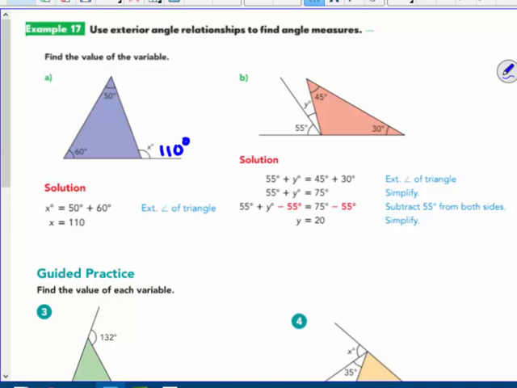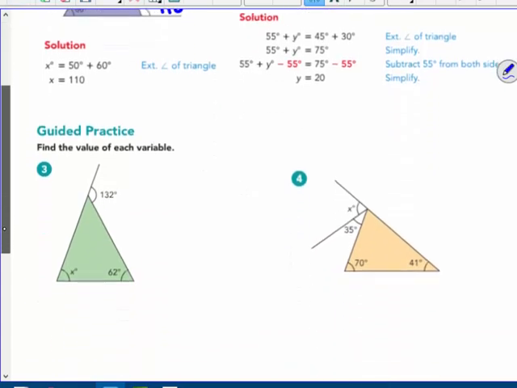In letter B, I have part of an exterior angle plus a y has to equal the sum of those remote interior angles, 45 and 30. So they add to 75. If I subtract 55 from both sides, you can see that y must be 20, because this 55 and this 20 has to equal the sum of the measures of 45 and 30.